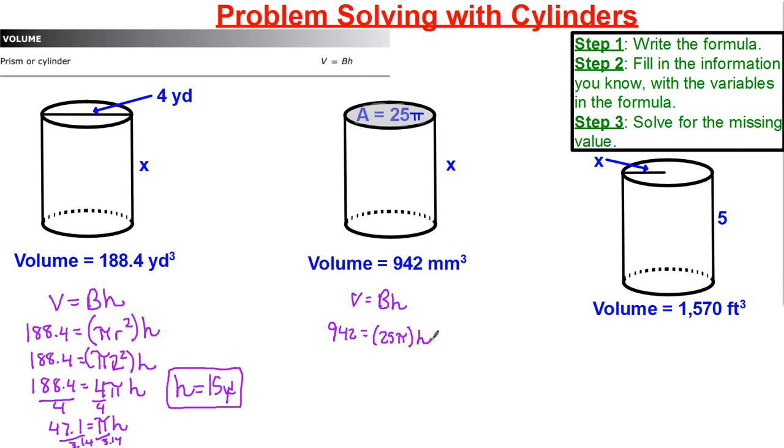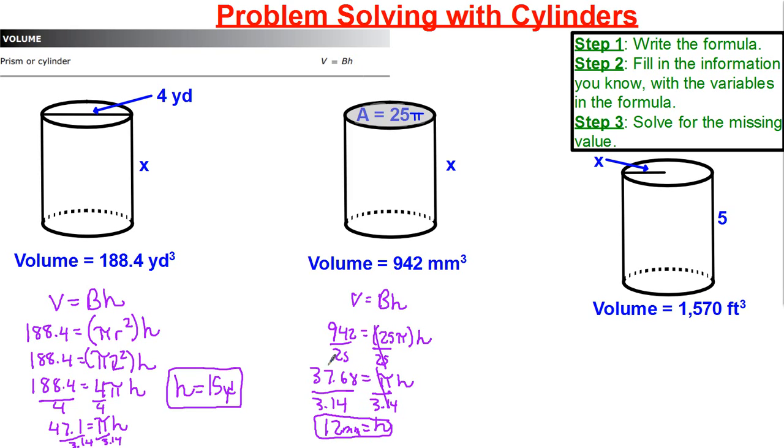So now we're going to take 942 and divide by 25. When we take 942 and divide by 25, let me just divide by 25 here, divide by 25 here. We're left with pi times the height. Okay? 942 divided by 25 is going to be equal to 37.68. Alright, now at this point, I just have to divide each side by pi, which is 3.14. So divide by 3.14, divide by 3.14. So our height in this case is going to be equal to 12 millimeters.